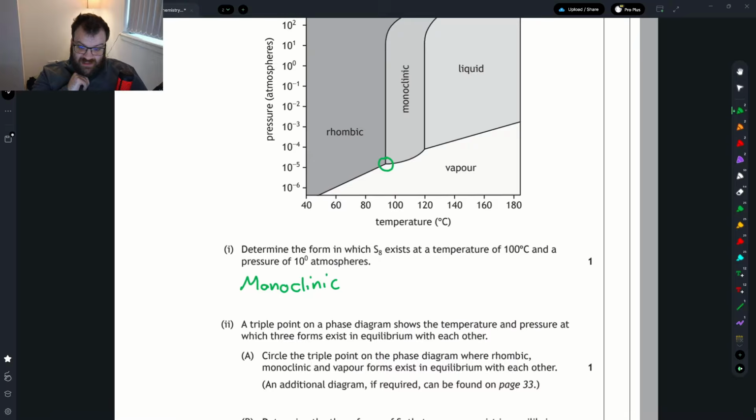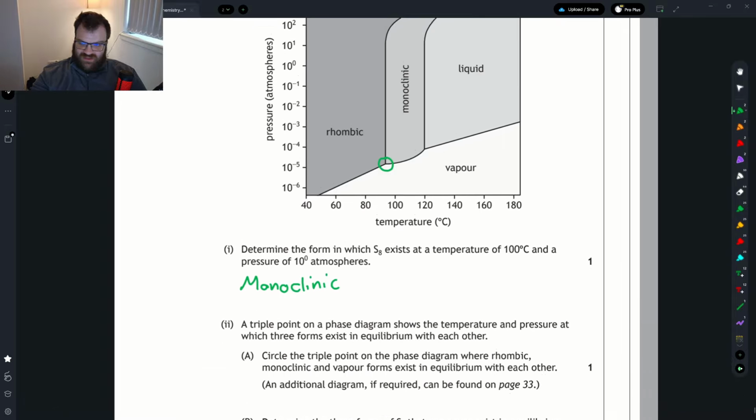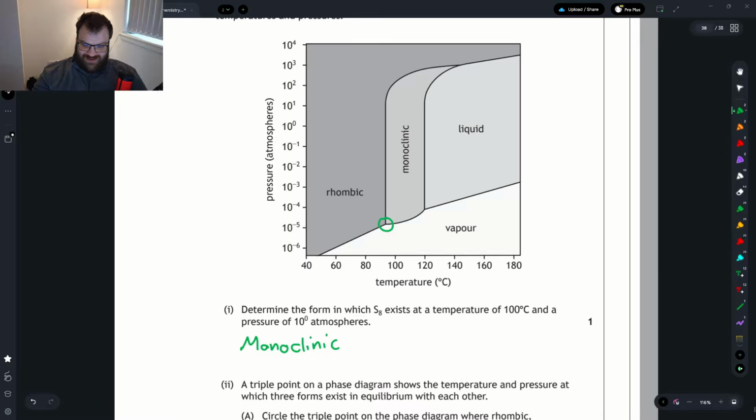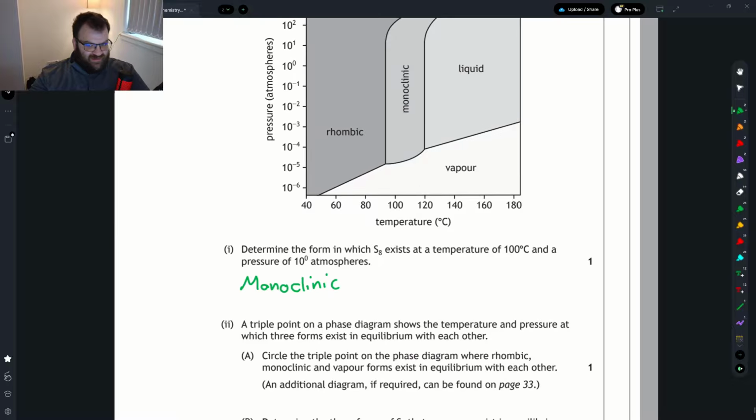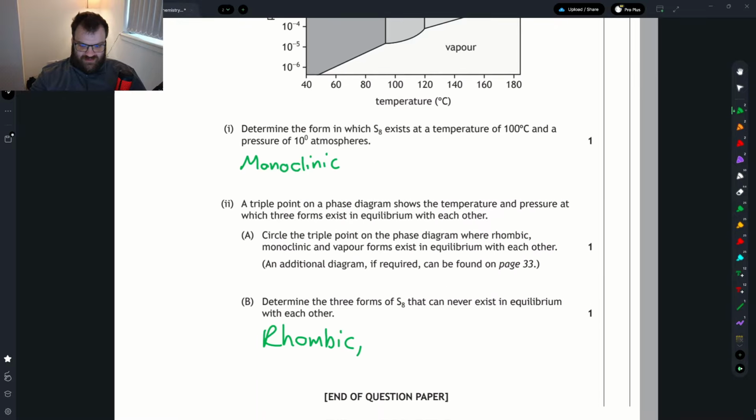For that, and then last up, determine the three forms that can never exist in equilibrium with each other. Well, here we've got rhombic, monoclinic, and vapor. That is a possibility. Here we've got monoclinic, liquid, and vapor. And then up here we've got liquid, monoclinic, and rhombic. So monoclinic's the one that is common to all of those points. So it's the 3 excluding the monoclinic. So that would be rhombic, got them already, liquid and vapor.